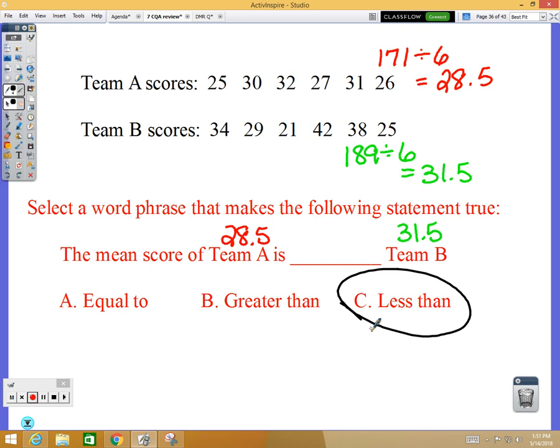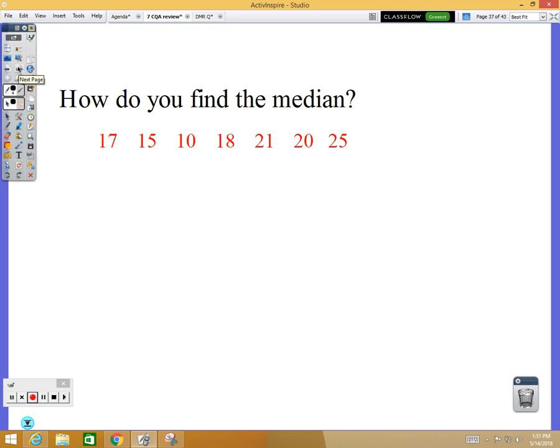All right, any questions about how you would do a problem like this? Shouldn't be too bad, right? You all have been finding the mean for a long time. All right, now let's practice with finding the median. How do you find the median?